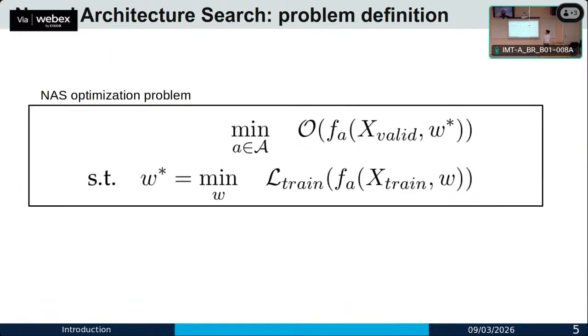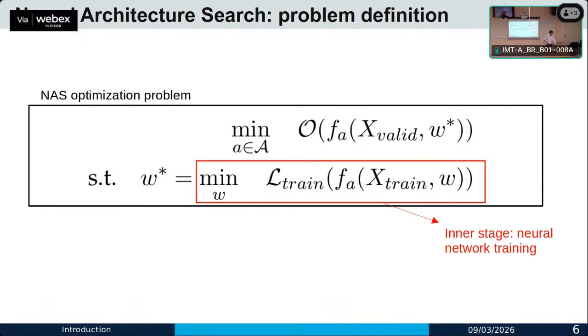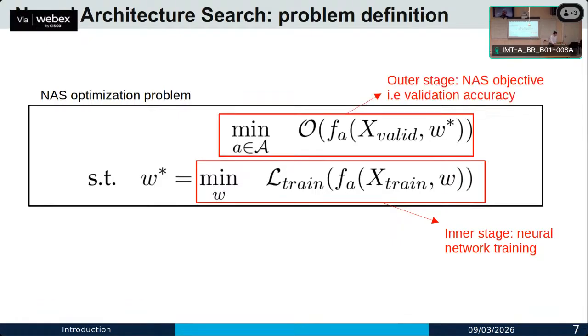So let's start with the mathematical definition of neural architecture search. This is an optimization problem with two levels. The first one is the inner stage of the optimization, which is simply the definition of the training of a neural network with respect to some training loss. As for the outer stage, it is the NAS objective itself, where O is an objective function which remains to be defined during the definition of the problem, which could be validation accuracy in the most standard case, but there are other alternatives such as memory footprint or latency, or even a mix of several objectives.